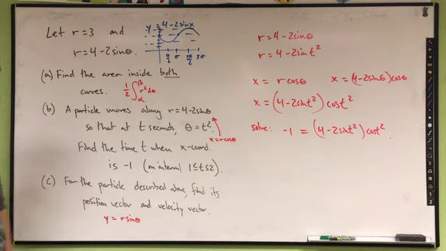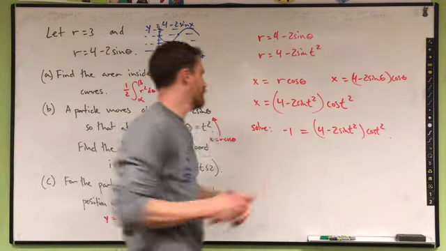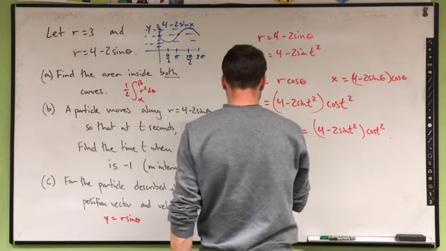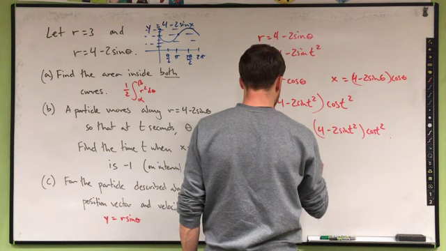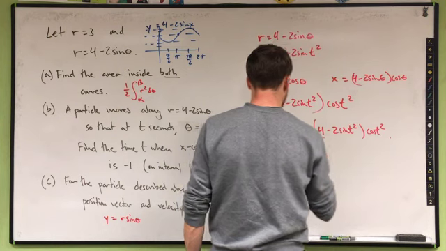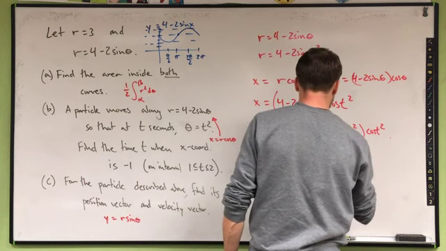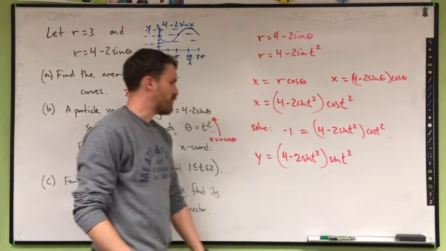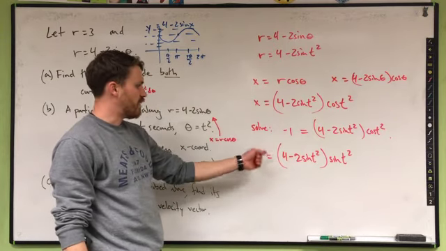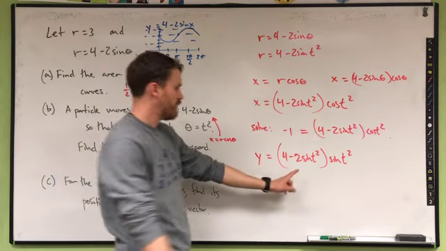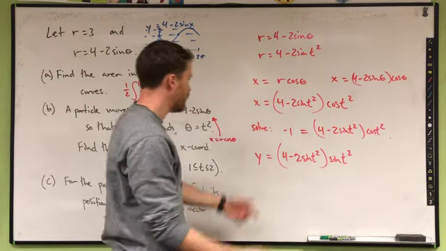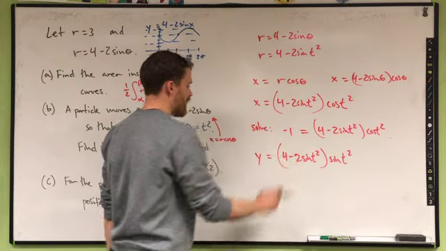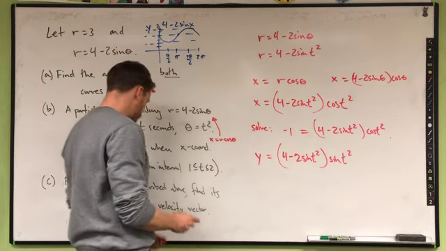Then for c, it says for the particle described above, find its position vector. So we already have the x value, but the y value would be the same thing, except multiplied by sine of t squared. Because y is r sine theta, here's r in terms of t, and here's sine theta in terms of t. So I would write that, comma that, and I'd have my position vector.